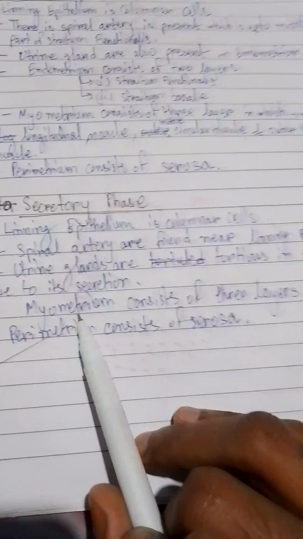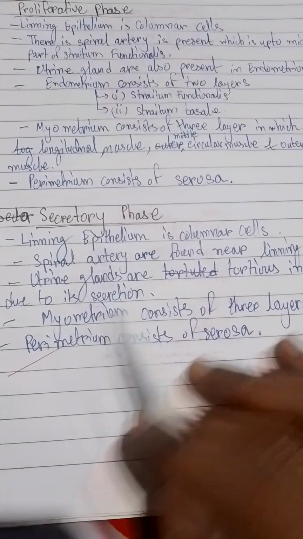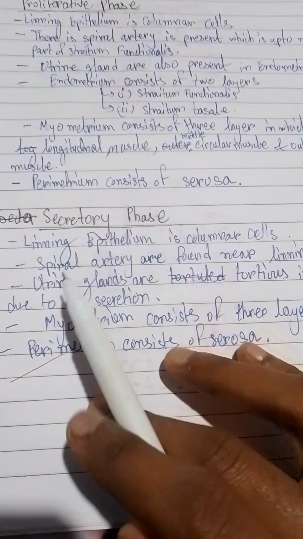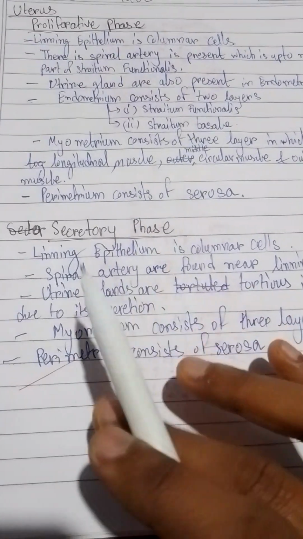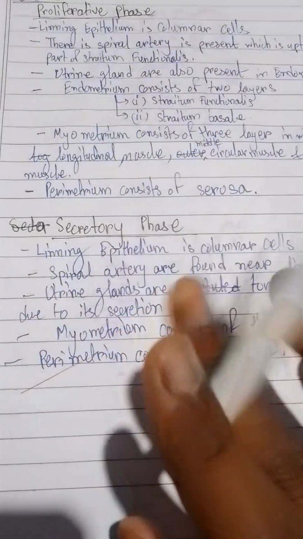Then the myometrium consists of three layers in it. This is the same as in the proliferative phase, and the same for the perimetrium also. So the main difference is that by seeing the uterine glands we can differentiate between the proliferative and the secretory phase of the uterus. Now I look at the histological diagram.